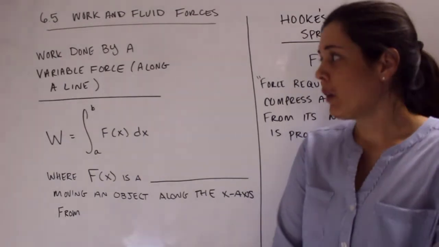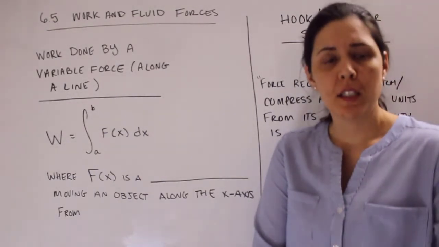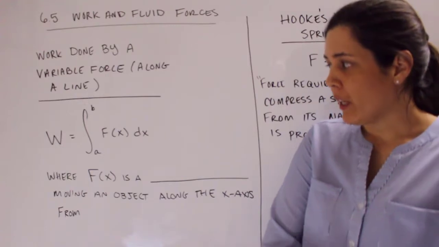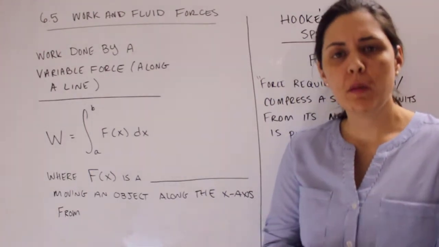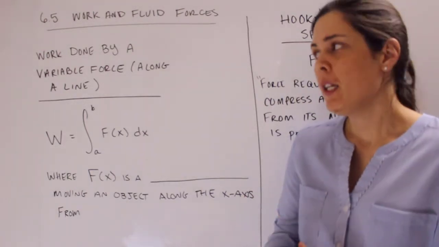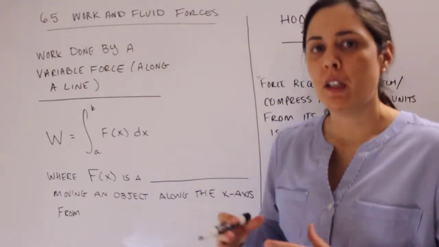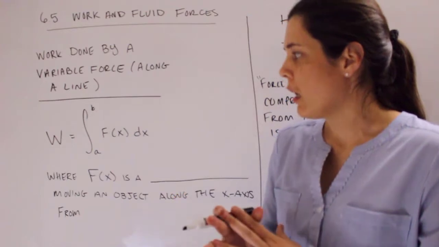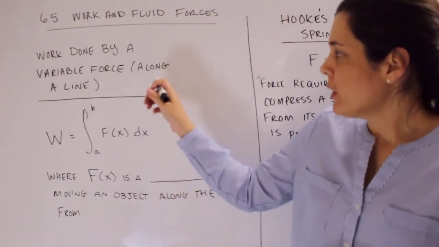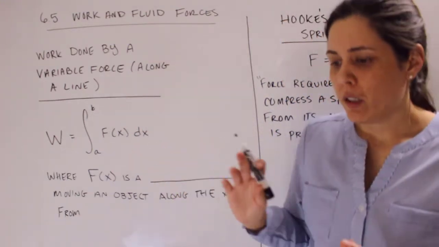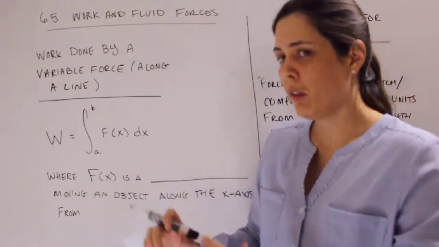Now let's talk about if the force is not constant. A lot of examples in real life, when a force is applied to an object, it's not going to be a constant force. So work done by a variable force, the force might be changing as the object is being acted upon. And we're specifically going to look along a line, so the object is being moved along a line.